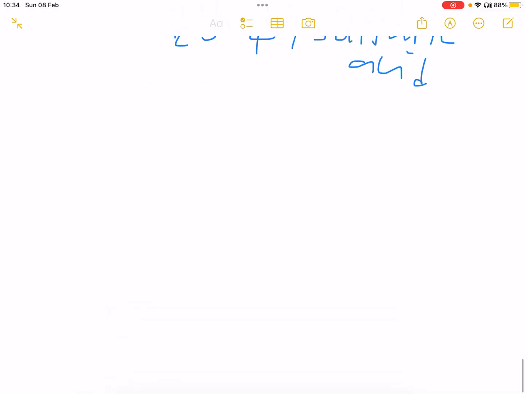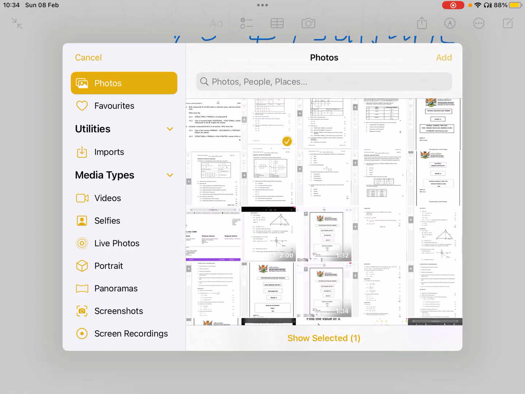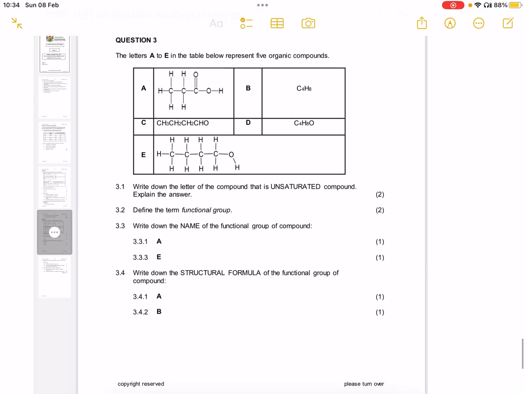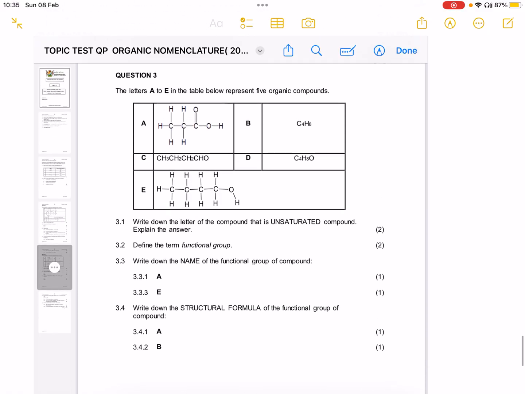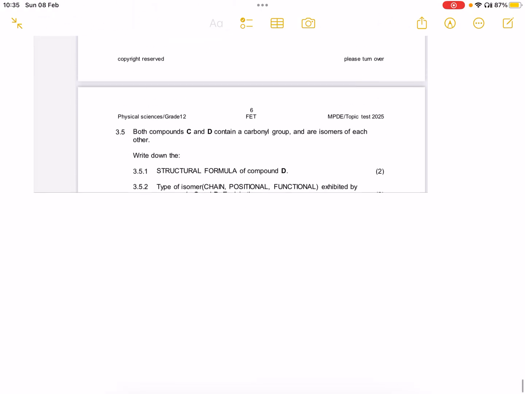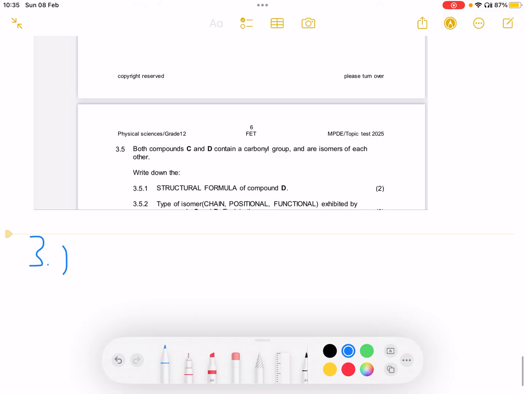Okay, now we try and get to our last question as quickly as possible. It's the first part of the last question. Also similar, letters A up to E with 5 organic compounds. Write down the letter of the compound that is an unsaturated compound. Now, this is a compound that has a double bond between the carbon-carbon chains. Already, I can see that A, C, D, and E do not have a double bond within the carbon-carbon chain. So B is the only left over. So 3.1.1, well, 3.1 will be B.